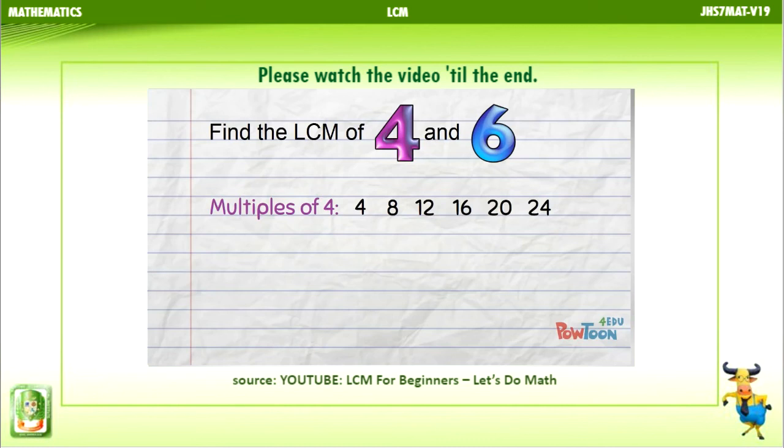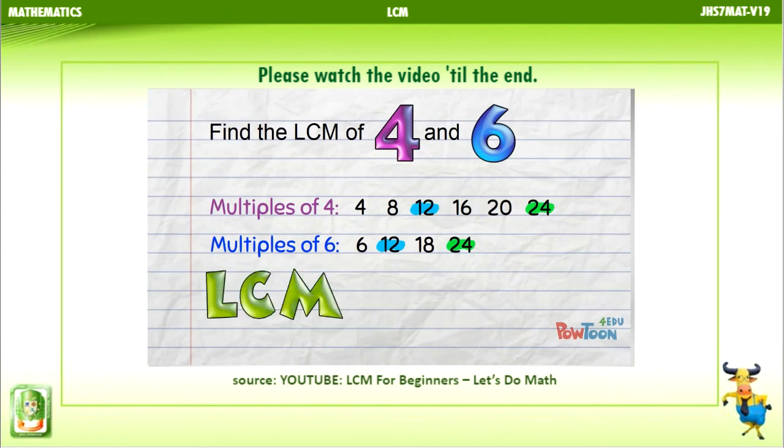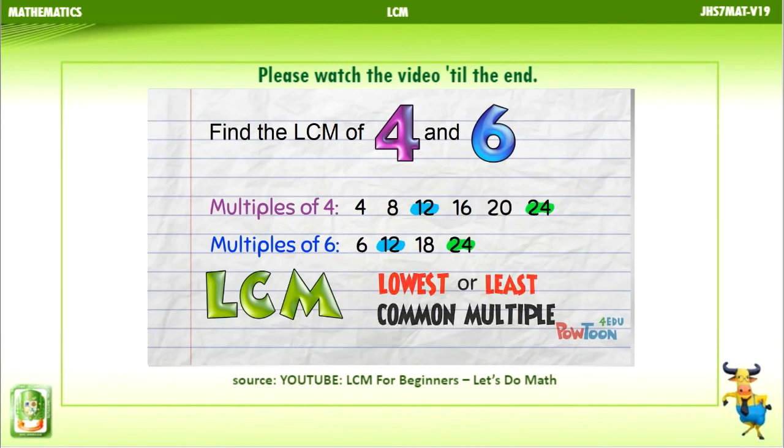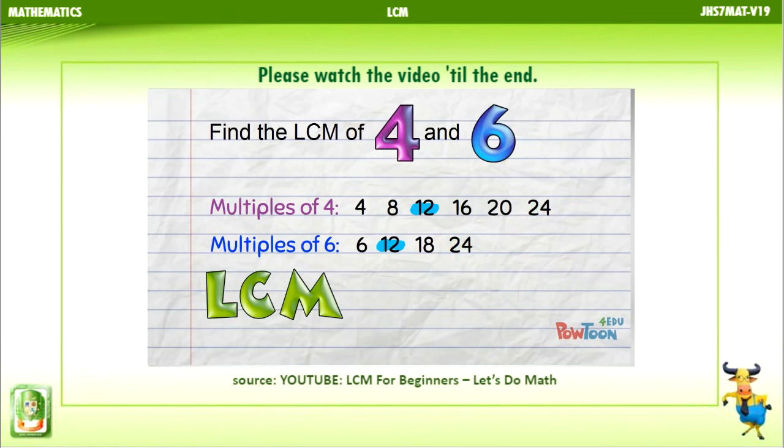And then list some multiples of 6. 6, 12, 18, 24. I see that 12 and 24 crop up in both listings, so they're both common multiples, but the LCM means the lowest or least common multiple, and the smallest number in both lists is 12. So we simply say the LCM of 4 and 6 is 12. That's pretty easy, isn't it?